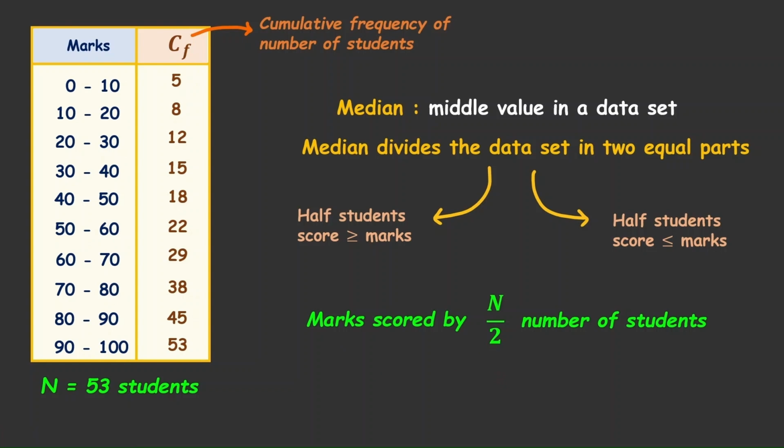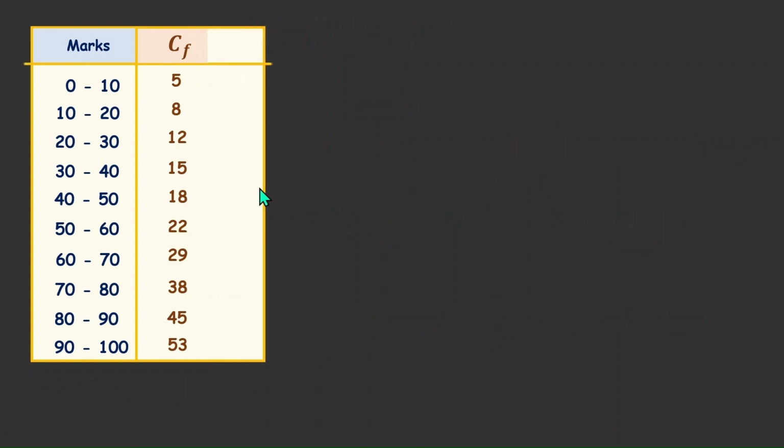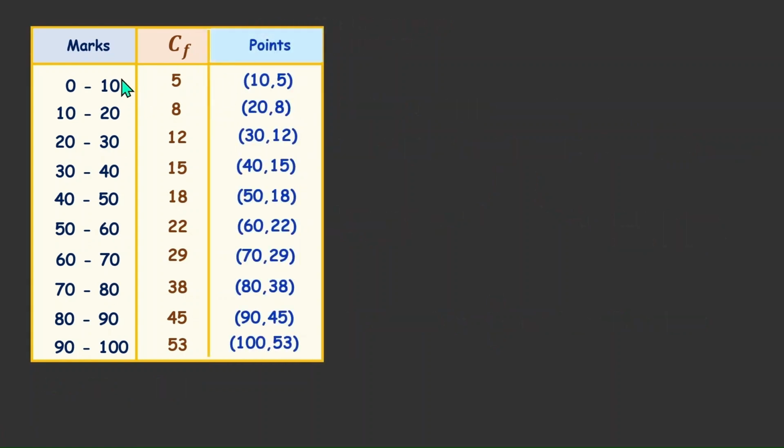The easiest way to calculate that would be to create a less than ogive, because it makes the graph between the cumulative frequency and the marks. So it is the easiest to pinpoint the n by 2 in the cumulative frequency, and whatever marks we get from that curve can be the median marks. For a less than ogive, the points are taken such that the upper boundary is on the x coordinate and the cumulative frequency is on the y coordinate.